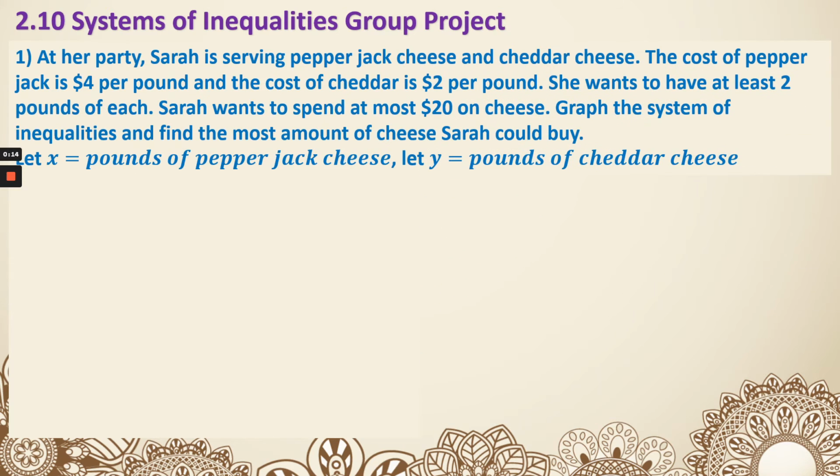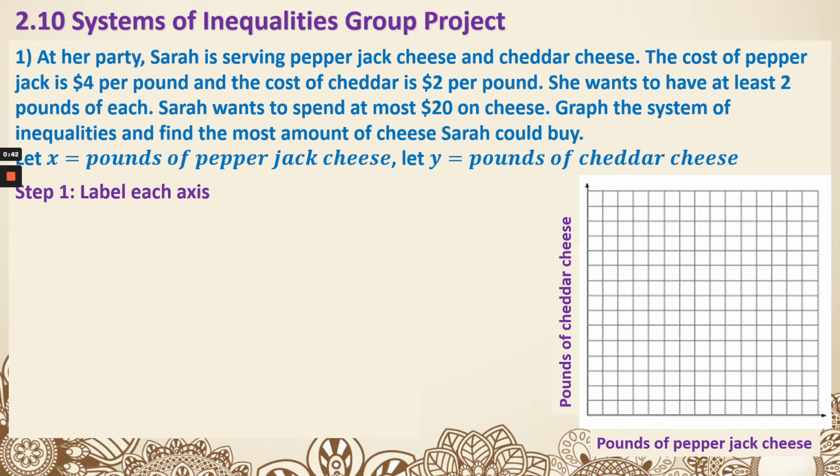So, number one. At her party, Sarah is serving pepper jack cheese and cheddar cheese. The cost of pepper jack is $4 per pound, and the cost for cheddar is $2 per pound. She wants to have at least 2 pounds of each. Sarah wants to spend at most $20 on cheese. Graph the system of inequalities and find the most amount of cheese Sarah could buy. Let X be pounds of pepper jack cheese, and let Y be the pounds of cheddar cheese.